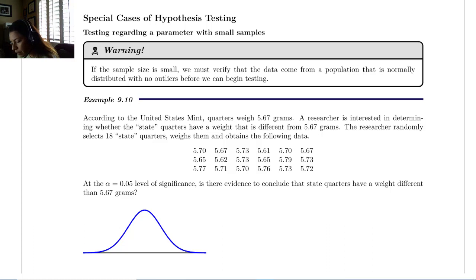So the first thing we want to do is testing regarding a parameter with small samples. Remember, when the sample size is small and we're given raw data, we can verify that the population is approximately normal by identifying that there are no outliers.